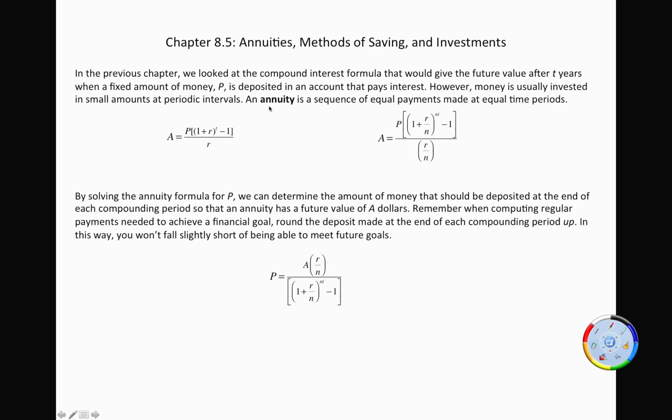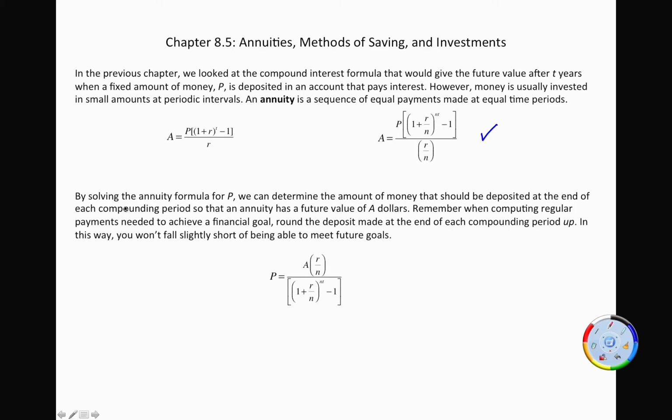Okay, an annuity is a sequence of equal payments made at equal time periods. And so here are our two formulas associated with annuities. Again, the A, the P, the R, the T, the N are all the same in all of our formulas. And notice that this is for annual compounding, and this is everything else. So really, this is the one that we need for everything. All this is when N is 1, right?